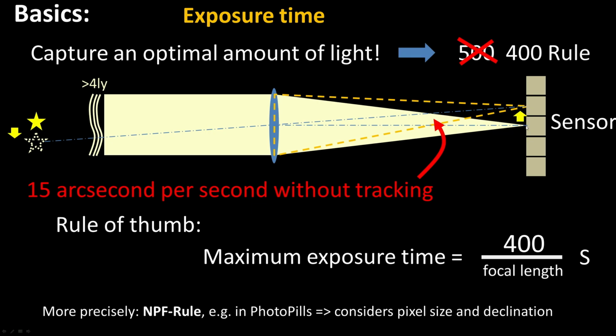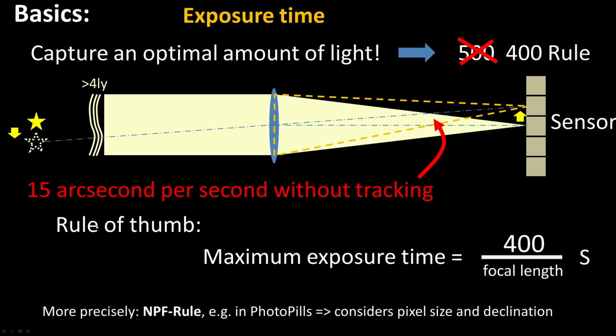And that causes, of course, the collected light not to be collected on one pixel, but spread out on several different pixels, also creating lines instead of points, which we don't want to have. And if you use the 400 rule, you are exposing short enough to prevent this from happening. The rule says basically the maximum exposure time is 400 divided by the focal length, in seconds.